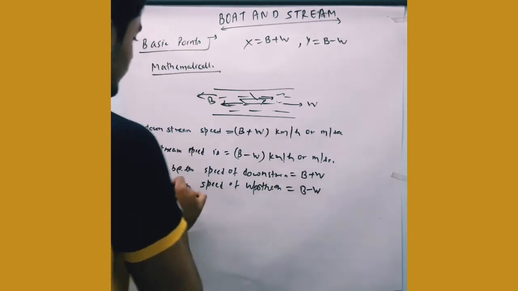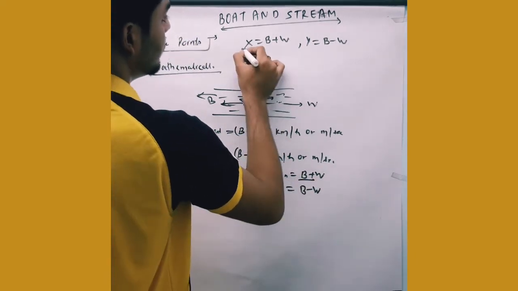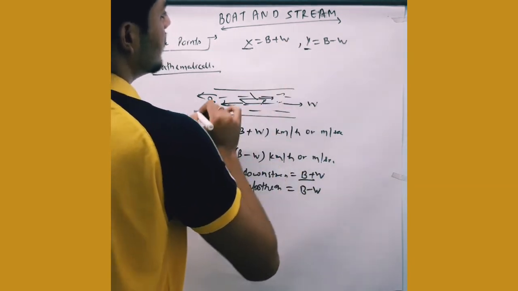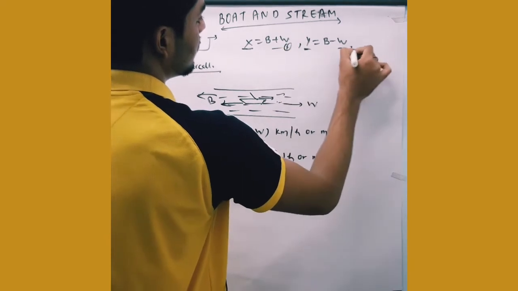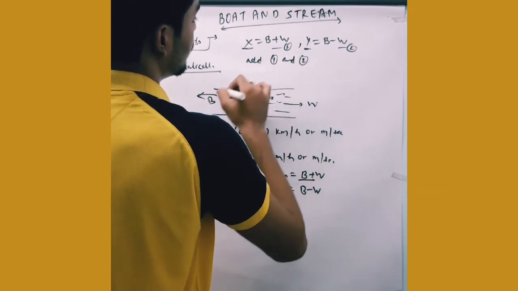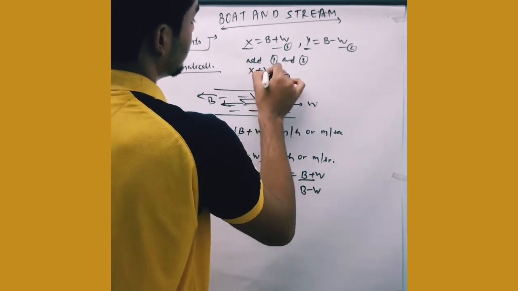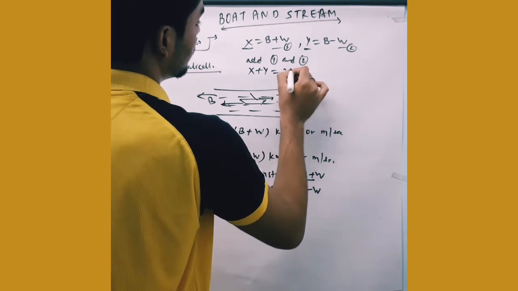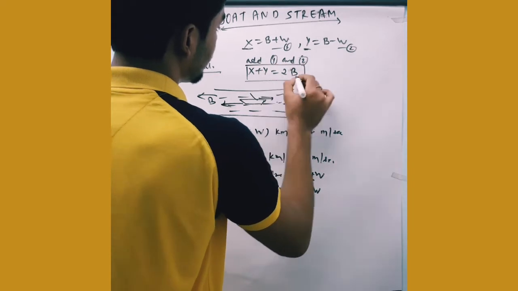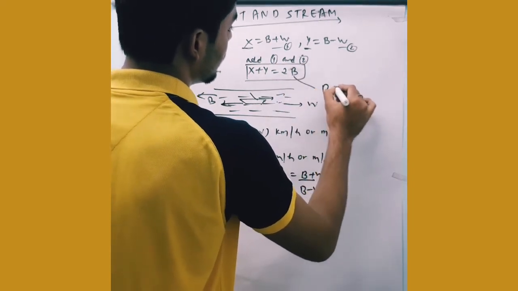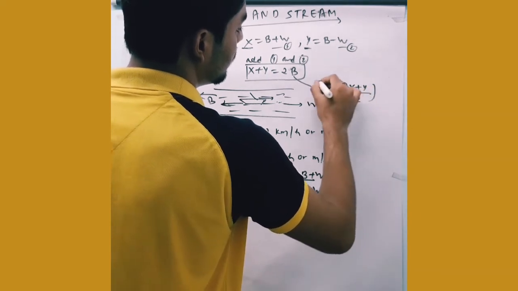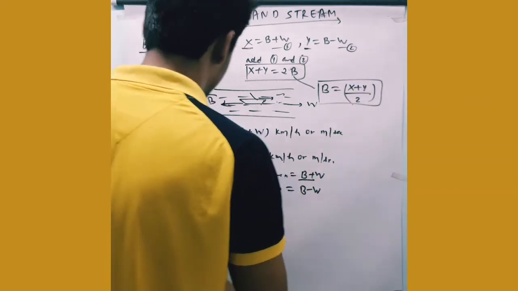So how do we find the speed of boat when the speed of upstream and speed of downstream are given? Add equation 1 and equation 2, we get that X plus Y is equal to twice the speed of boat, which gives that speed of boat in still water is X plus Y divided by 2, where X is speed of downstream and Y is speed of upstream.